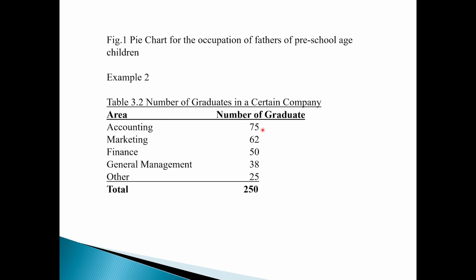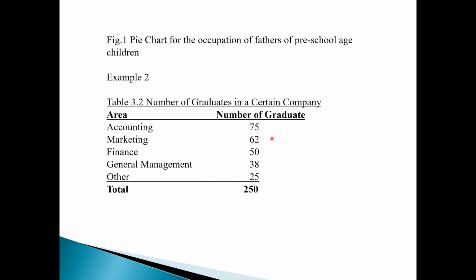First, you should divide 75 by 250, and that will result to 30%, right? So 75 divided by 250 results to 0.3, times 100%, that should be 30%. So you know accounting represents 30%. Okay? And you should do the same for marketing.